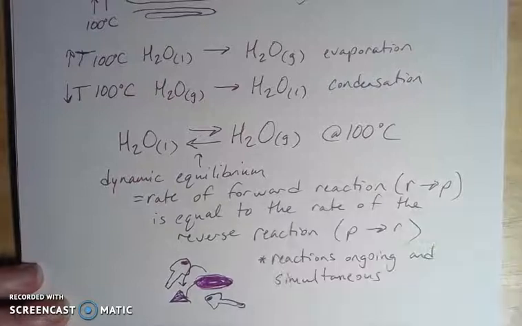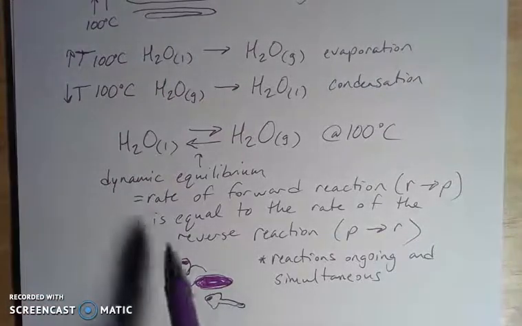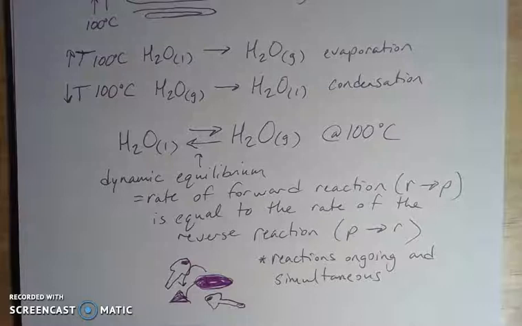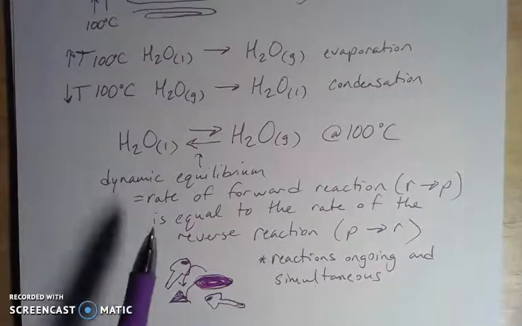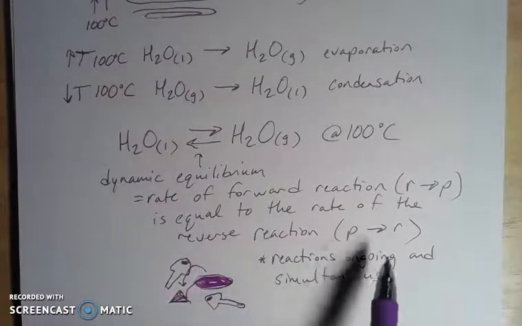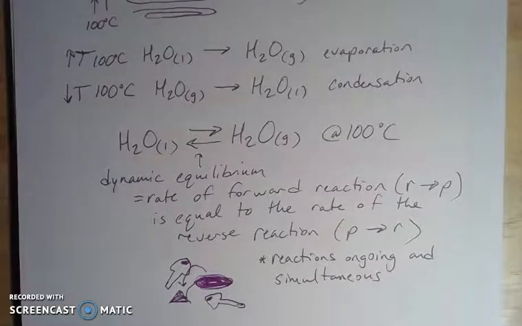Which we'll just capture with the reactions are ongoing and simultaneous. So both the forward and reverse reactions are occurring. They're just occurring at the same rate. So dynamic just means change in general. So we're changing something about a process, but we're doing so in a balanced way. And that balance comes from these equal rates.